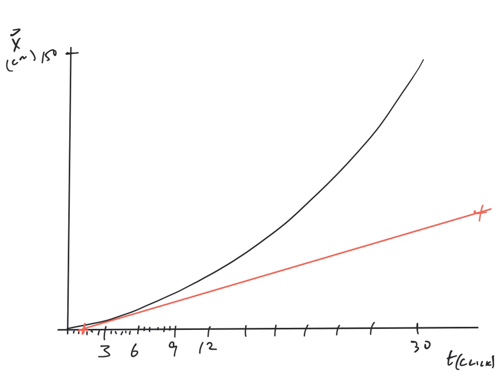Then you're going to grab a different colored pencil, and you're going to draw a tangent line at t equals 6, so that might look something like this. Okay. And again, you're going to figure out what the slope of the tangent line is, and that slope is the instantaneous velocity at t equals 6. And then you're going to grab a different color. You're going to do that at t equals 9.